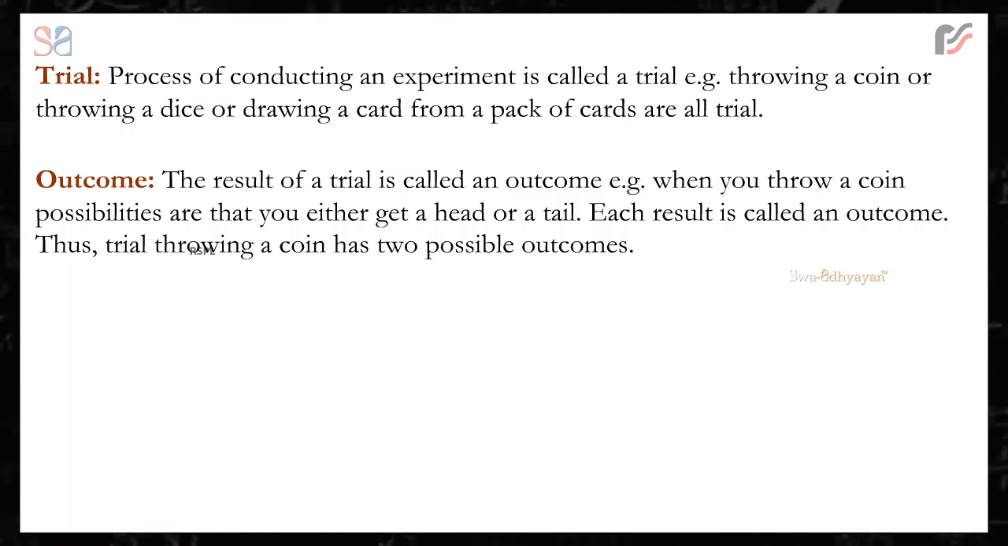Example: when you throw a coin, the possibilities are that you either get a head or a tail. Each result is called an outcome. Thus, the trial of throwing a coin has two possible outcomes.